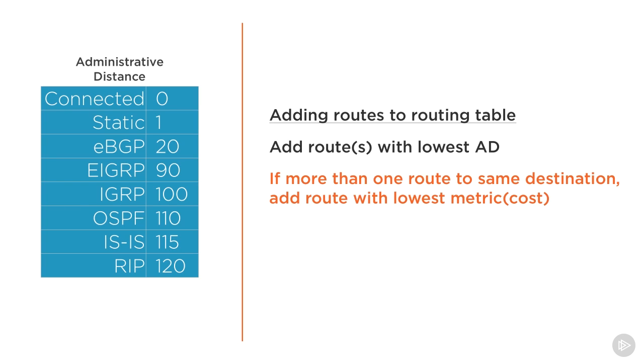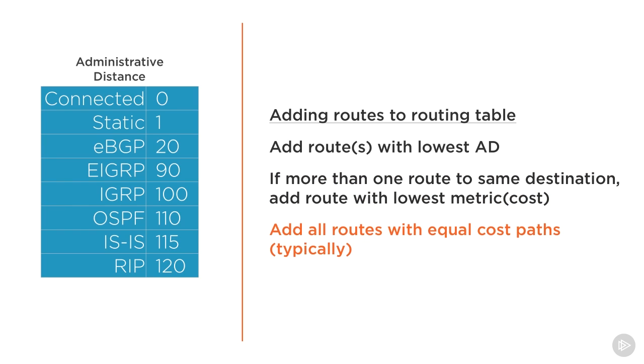Now, if within EIGRP, we learn about more than one route to the same destination, maybe 10.0.0.0/24 is accessible via two paths through the network. If that's the case, the router then will add the route to the routing table with the lowest cost. It's going to add the route that has the best metric to get to the destination to the routing table. Now, sometimes we're going to receive routes that have equal costs to the destination, meaning that the metric is identical whether we take one path to the destination or a different path to the destination.